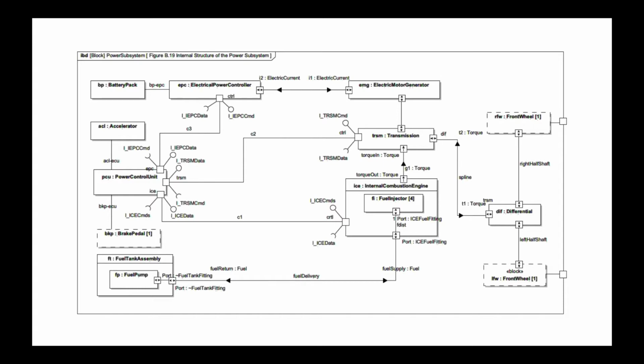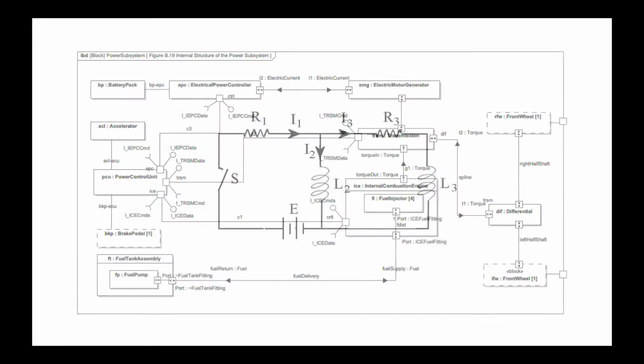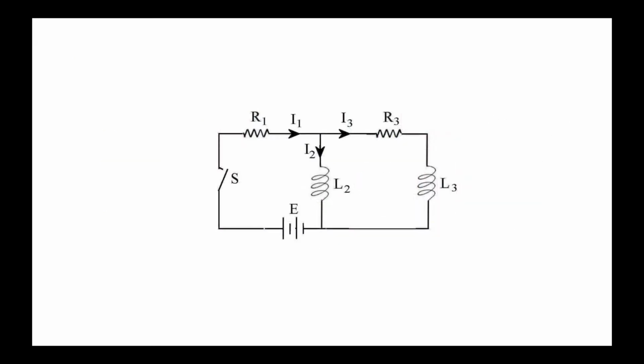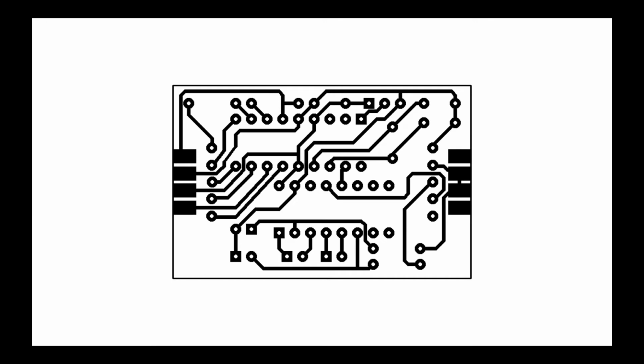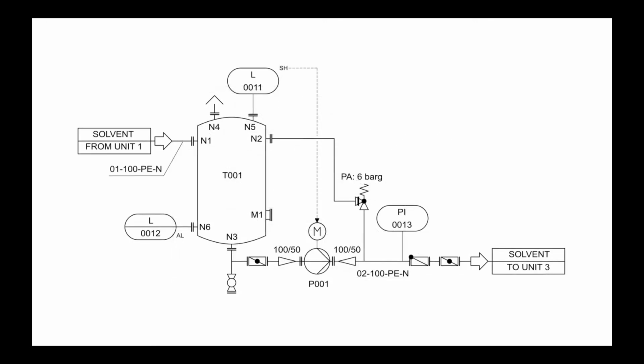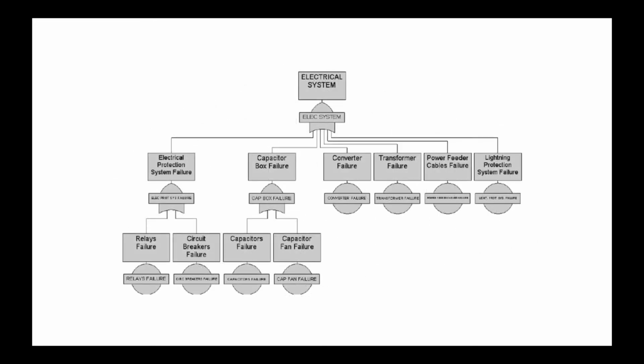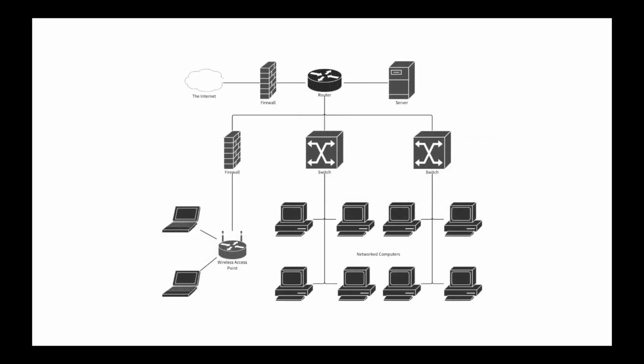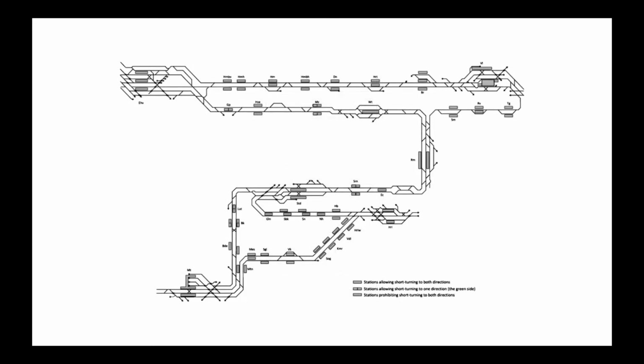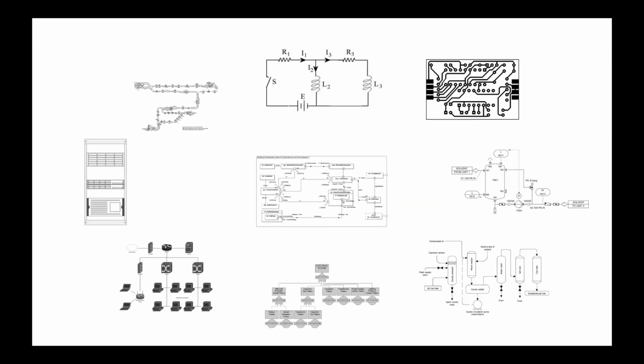Sometimes it would make more sense to visualize the model, for example, as an electrical circuit diagram, or a circuit board layout, or a piping and instrumentation diagram, or a process flow diagram, or a fault tree diagram, or a network diagram, or a rack layout diagram, or even a track layout diagram. In fact, there are many specific engineering domains that have established forms of visualization, and it doesn't always make sense to resort to block diagrams.